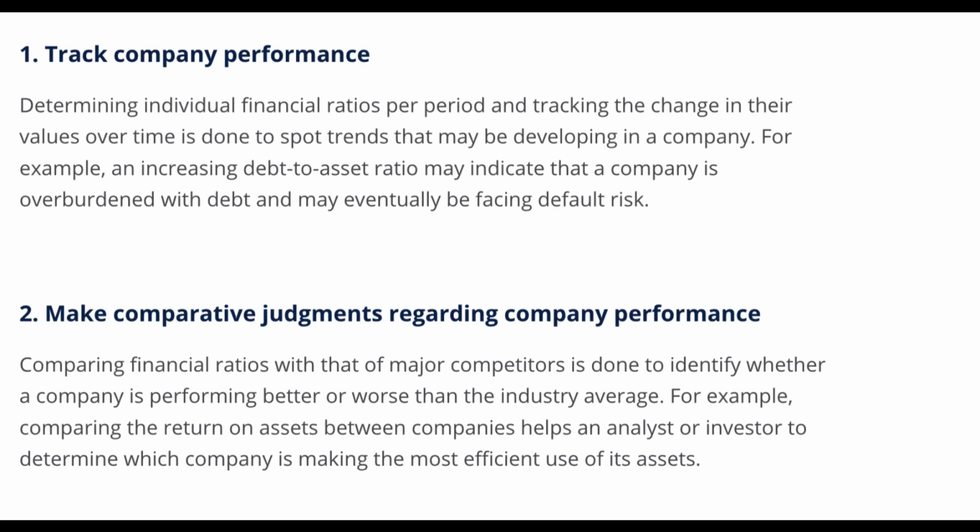2. Make comparative judgments regarding company performance. Comparing financial ratios with that of major competitors is done to identify whether a company is performing better or worse than the industry average. For example, comparing the return on assets between companies helps an analyst or investor to determine which company is making the most efficient use of its assets.